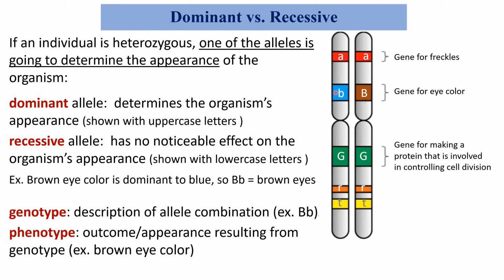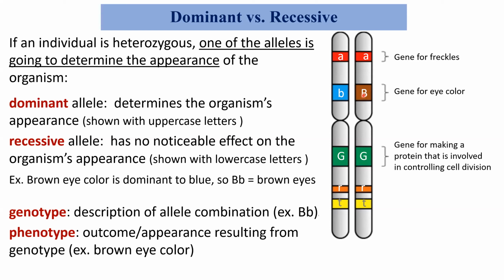And like I said, geneticists use uppercase letters for the dominant allele. So in this case, the dominant allele would be the brown eyes. So the offspring, or the organism, is going to express brown eyes.